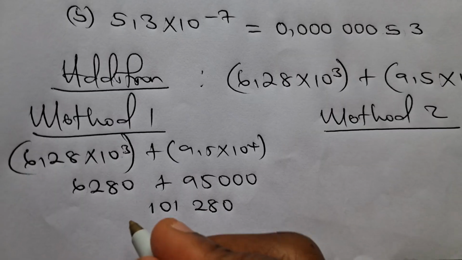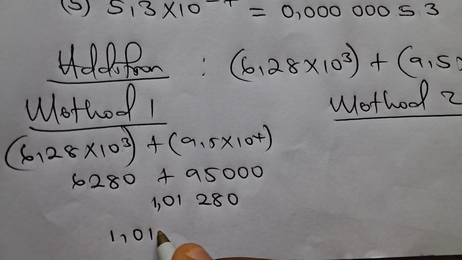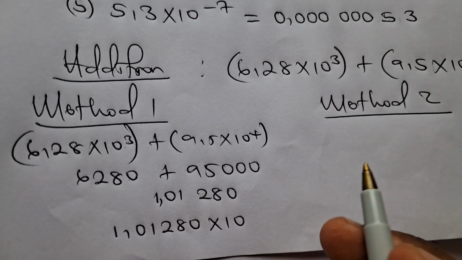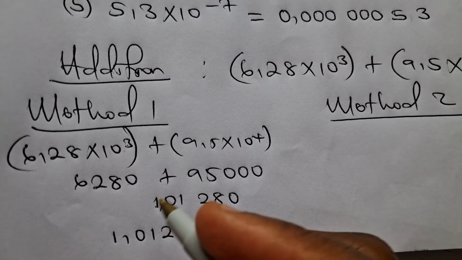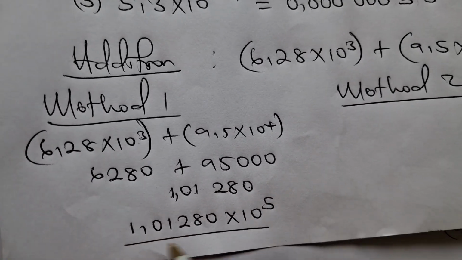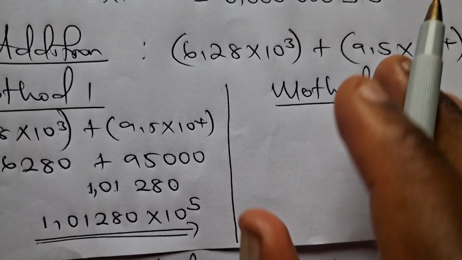So here comes the issue. You put your comma here. So it'll be 1.01280 times 10. It's not going to be a negative because there is 1. There's no 0. So it'll be 1, 2, 3, 4, 5, to the power 5. That will be your final answer according to method number 1, using the ordinary method.